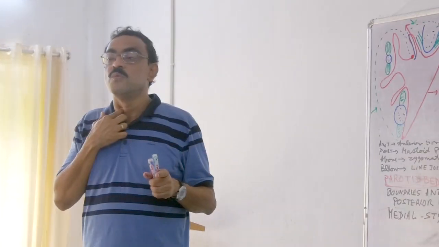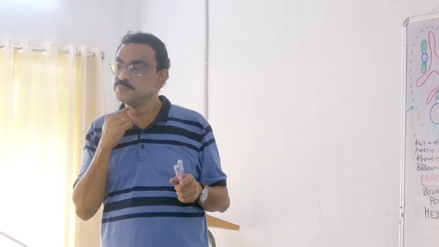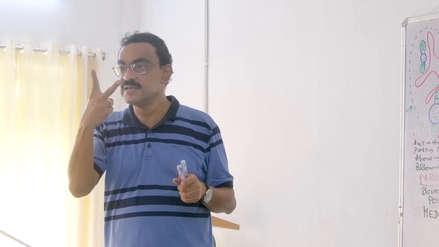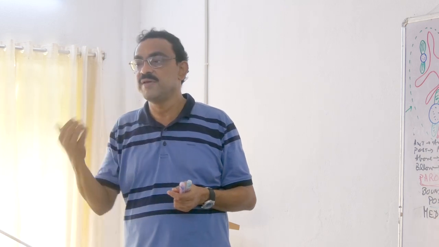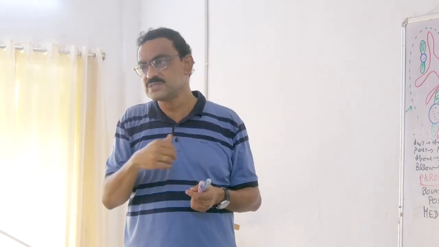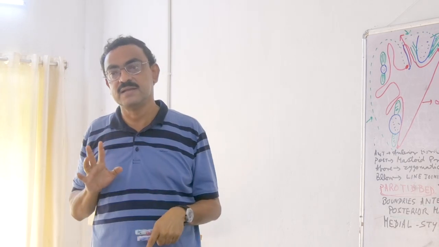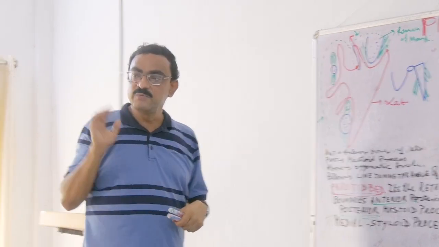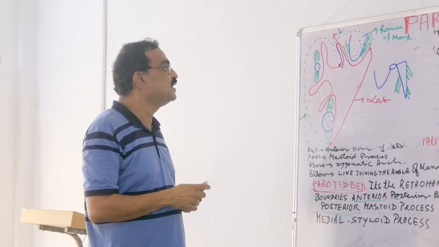External carotid, where is the origin? It is the superior border of the thyroid cartilage. Here we get this artery divided into external and internal. And there are so many branches of the external carotid artery. Lingual, facial, ascending pharyngeal, occipital, posterior auricular, superior thyroid. So many branches are there. Ultimately it divides into the superficial temporal artery, and within the gland we can find, and also we can find another thing that is very important.